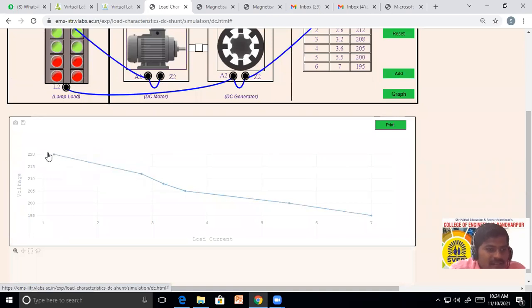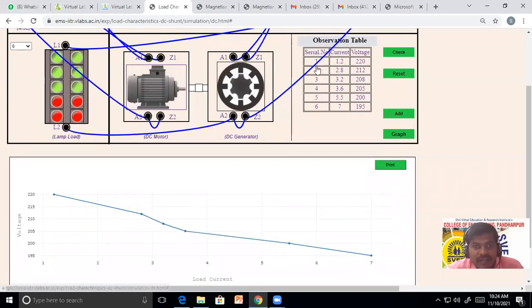Initially the voltage is 220 volt, म्हणजे जेवढं सप्लाय व्होल्टेज होतं ऍट नो लोड कंडिशन, काही लोड दिलेला नव्हता. At that situation, the generated voltage is 220 and the no load value of current is somewhat 0. Or maybe here it is 1.2, 1.2 होता ना 220 ला, it is 1.2 ampere.